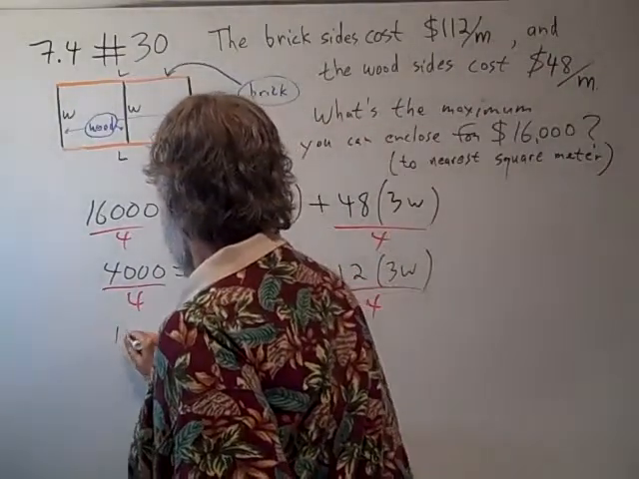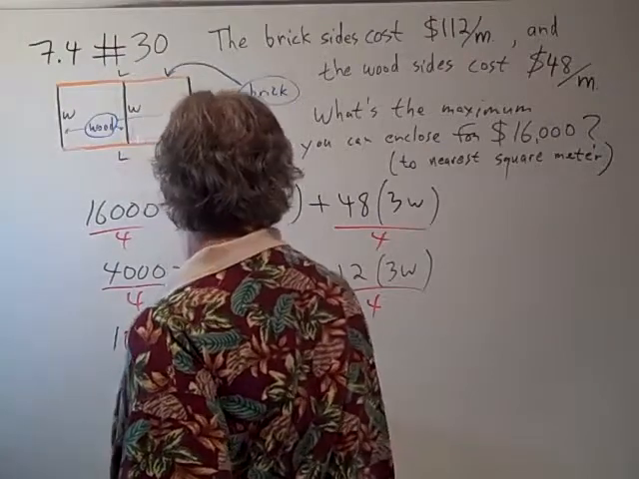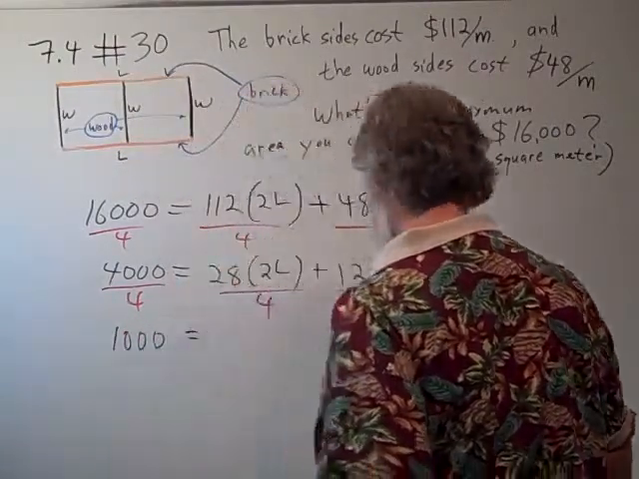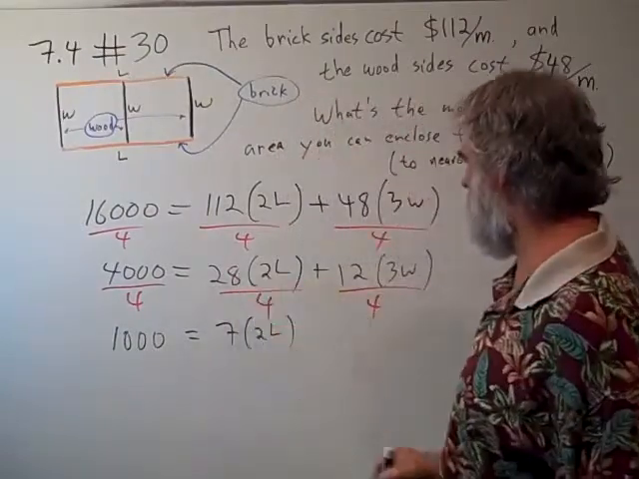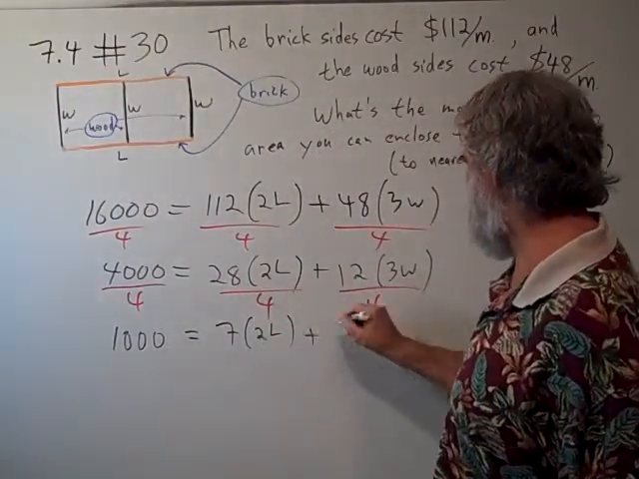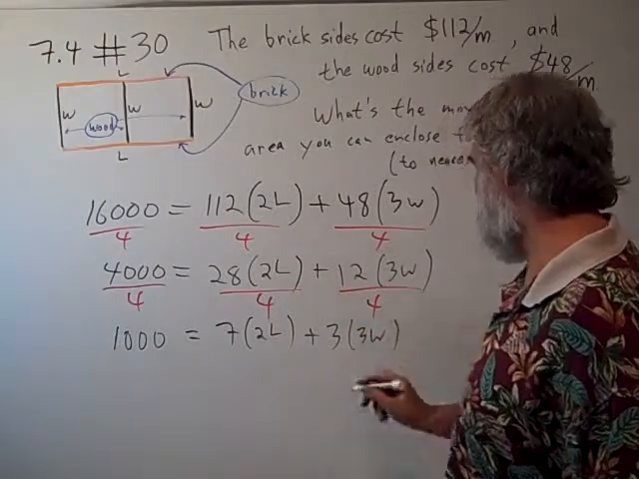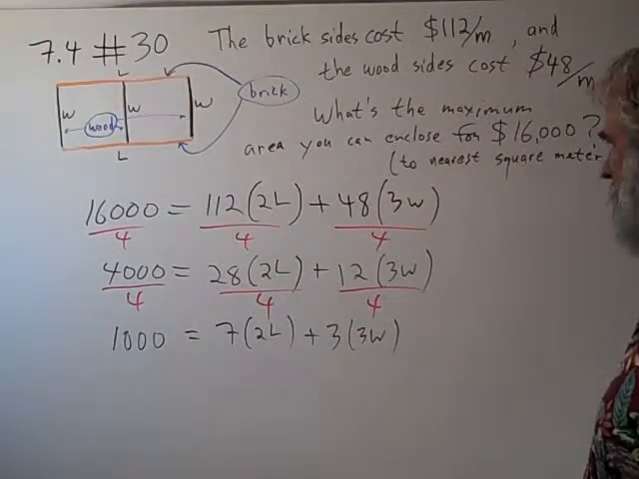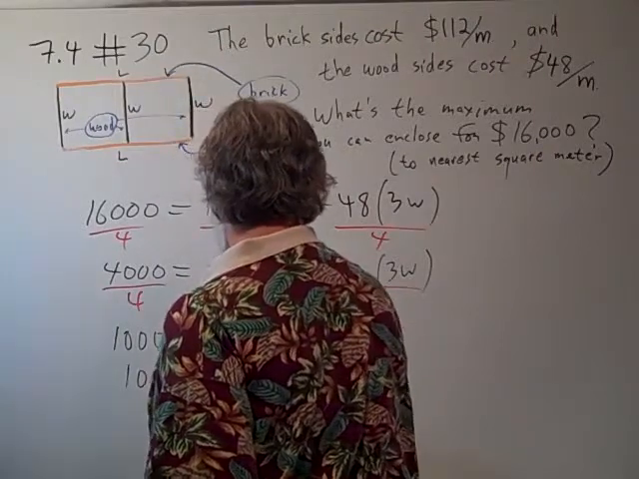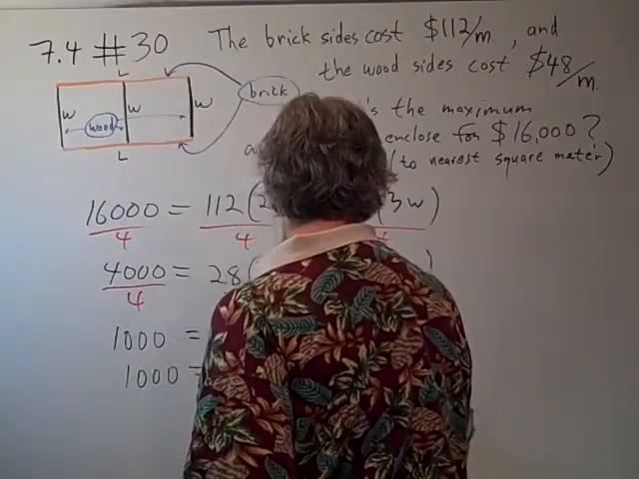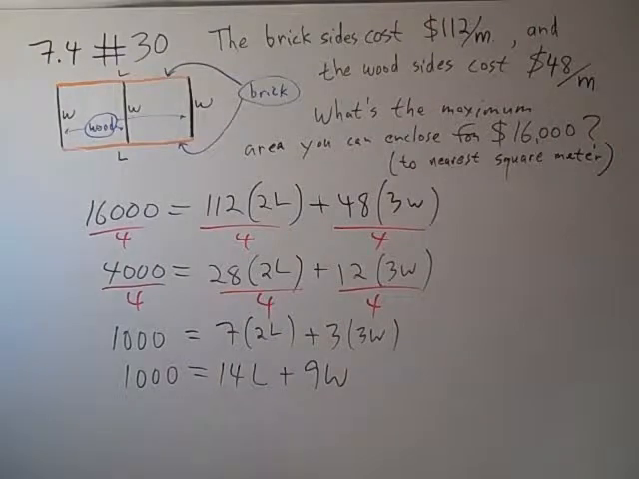And we end up with 1,000 is equal to 7 times 2L. This 4 goes into 28 7 times. This 4 goes into 12 3 times, 3W. So finally, we get this nice equation that 1,000 is equal to 14L plus 9W. That looks a little nicer.